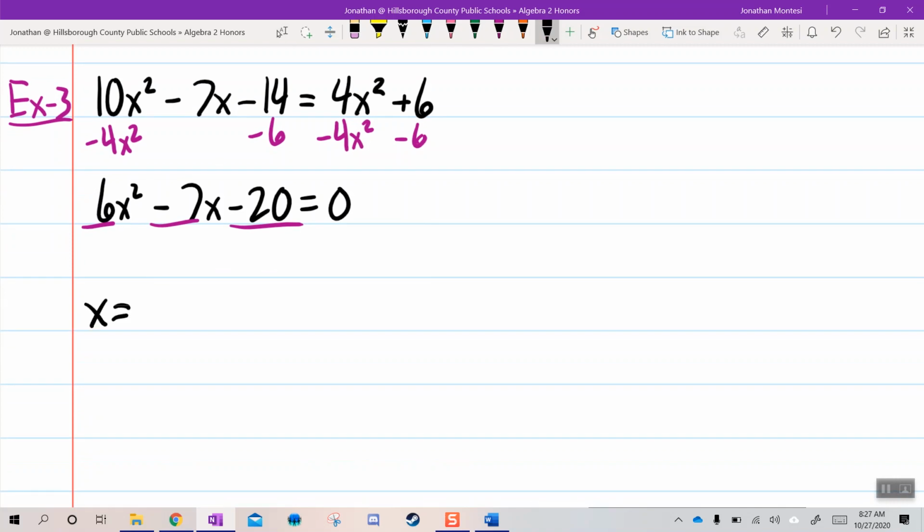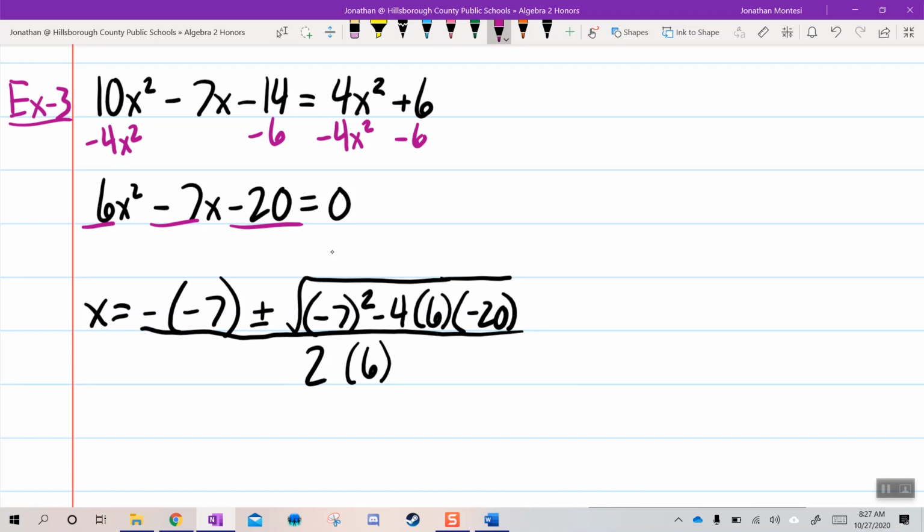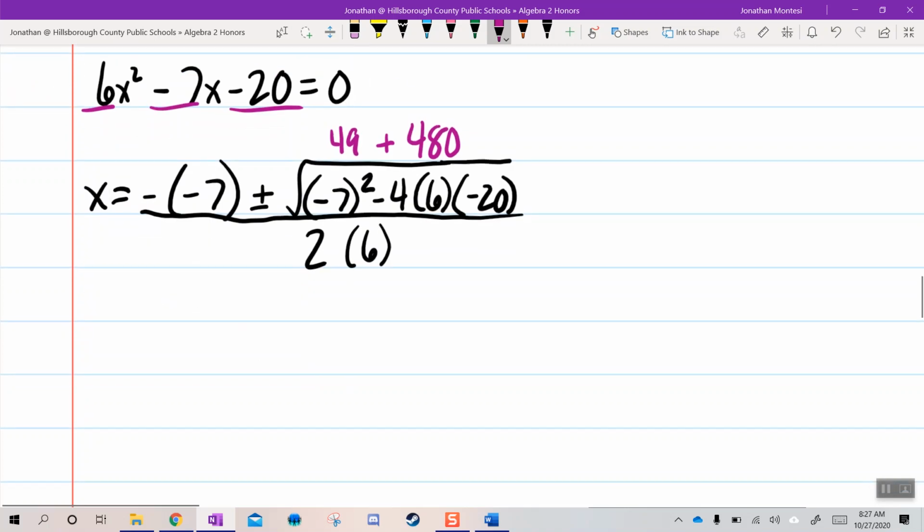So x equals negative b plus or minus the root of b squared minus 4ac. Hopefully in a bit you'll be able to do the quadratic formula like the back of your hand. 2 times 6. All right. 7 times 7 is 49. That's going to be a plus because we got the negative times negative. 4 times 6 times 20, 480. That's a big one.